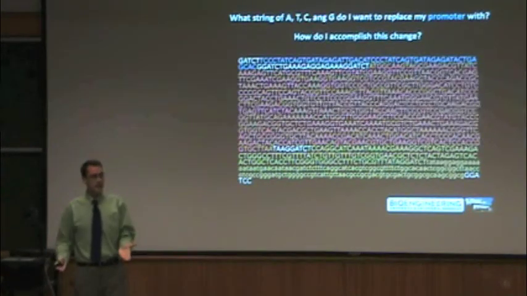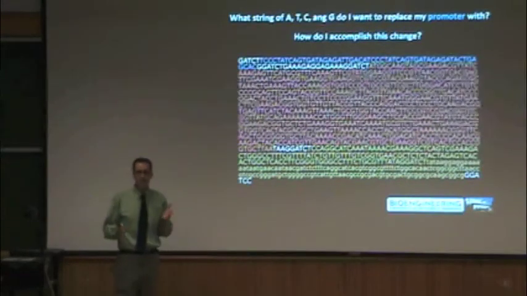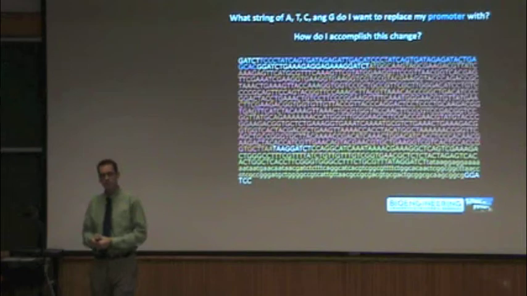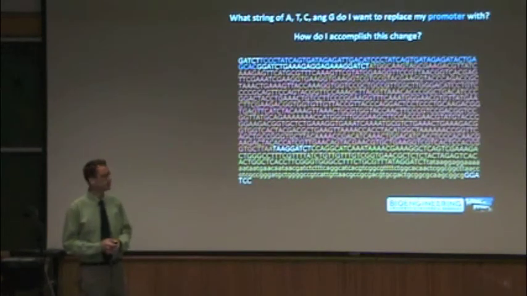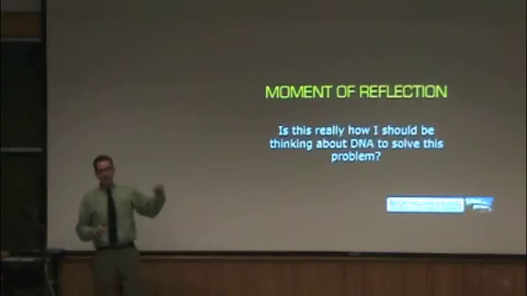Well, it's done, and there are techniques to do this, but it doesn't scale well. It means that every time you want to make a relatively small change, you have to go back to the drawing board and start from scratch. Not completely from scratch, but you have to do a significant amount of work. So I wanted to pause. Is this how I should be thinking about DNA?